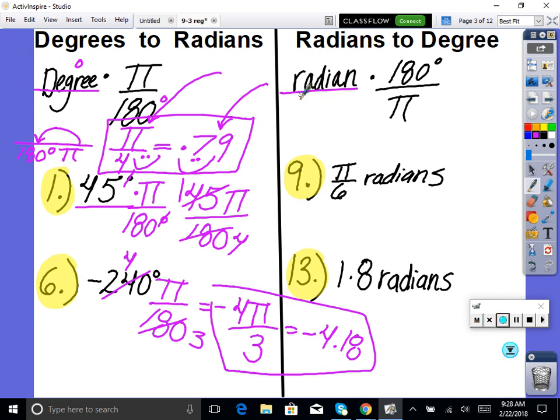To convert from radians to degrees, you'd multiply by 180 over pi. Now think about why we would now put pi on bottom. If we have a pi up here, we need our pi's to divide out if we want to write it as a degree. So does everybody see why instead now we're going to put pi on bottom here? Okay, cool.